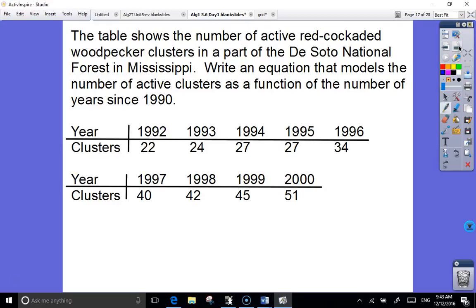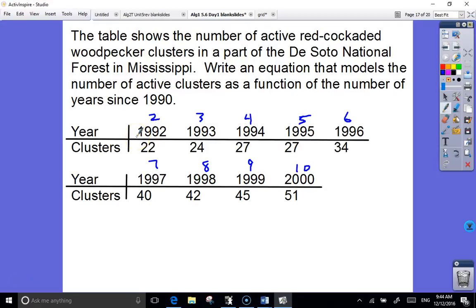Okay, well, let's see. Here's our data. The years 1992 all the way up to 2000. But we want our x value to be the years since 1990. So in 1992, what will be the x value? Since 1990, 2. In 1992, it's 2 years after, right? So this is what you're going to put in your L1: 2, 3, 4, 5, 6, 7, 8, 9, and 10. And then for the clusters, you use the 22, 24, all the way up to 51.